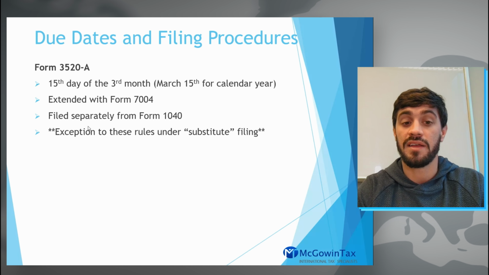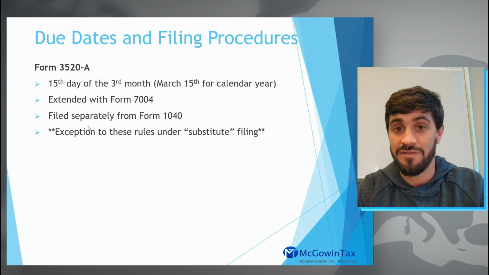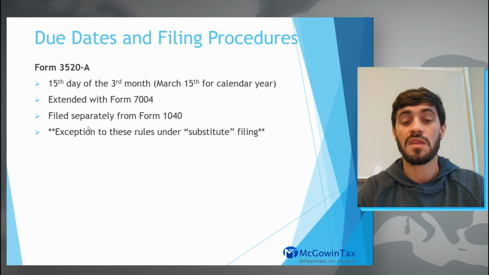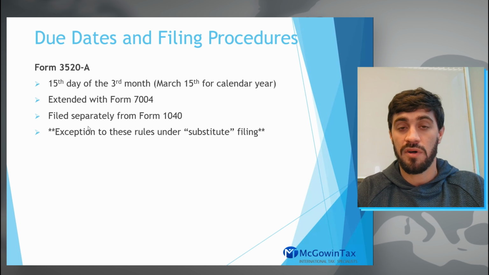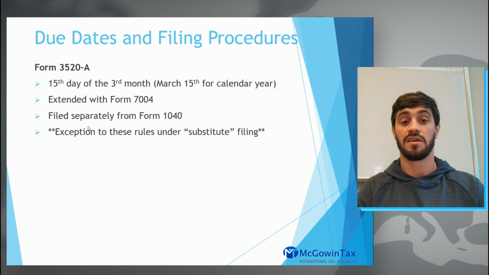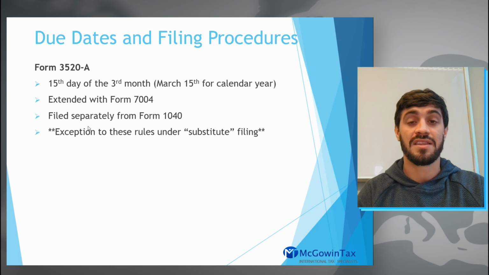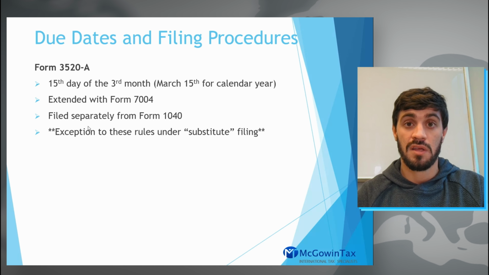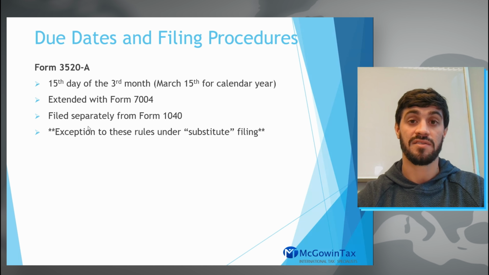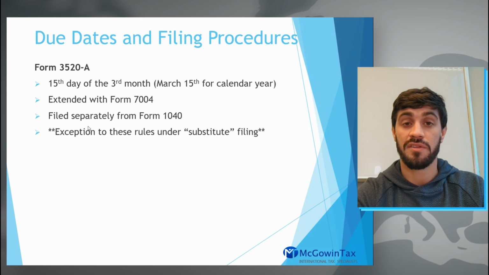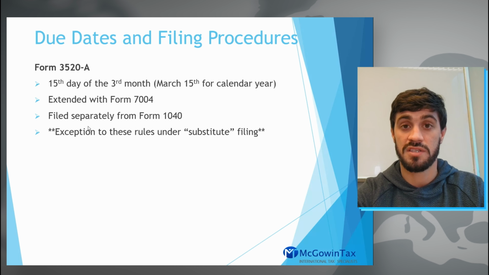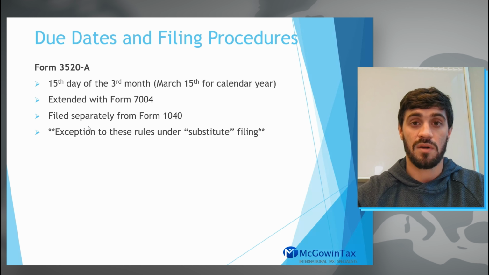And the 3520A is filed separately from the 1040. You can't e-file it, so it has to be mailed in. Now, the tricky part and the main part of this topic is that there's really two different filing procedures depending on who's filing it. The general rule is that the filing obligation falls on the actual trust itself. So in my example, the family trust that I set up has the filing requirement to file by the 15th day of the third month, so March 15th. Just like a U.S. trust, it's the trust that has the filing requirement.